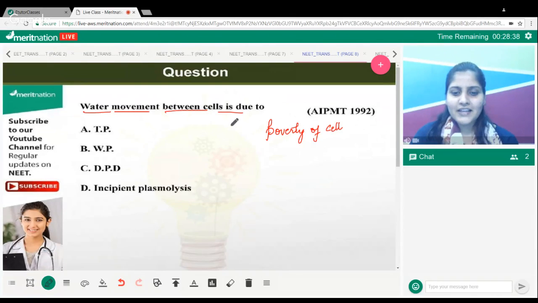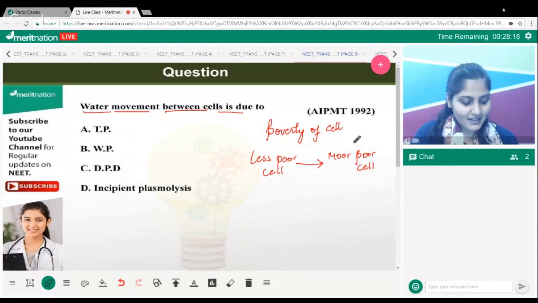Basically, a less poor cell will give water to a more poor cell. And they are poor in terms of water. Think like that. Your time is about to get over. I can see people putting up answers. And yes, you're right. It is DPD, diffusion pressure deficit.